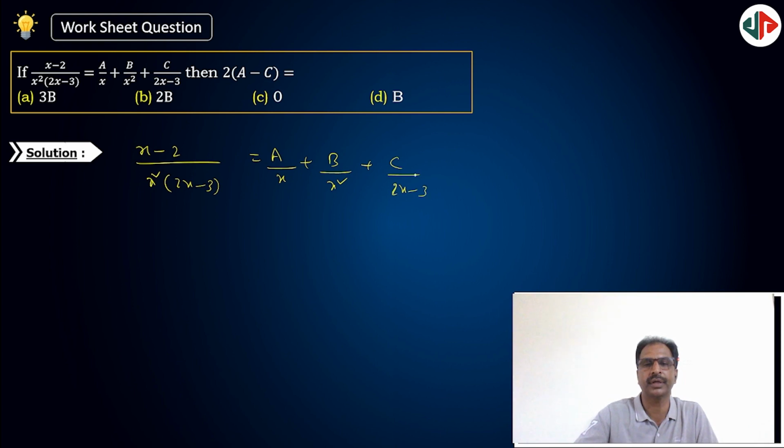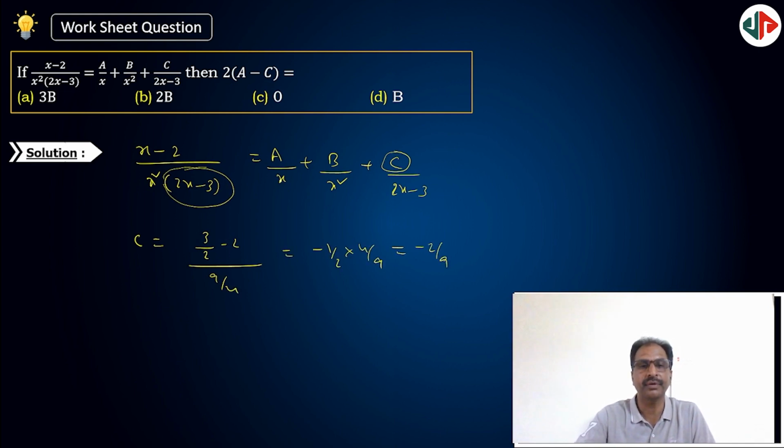As I said, for a non-repeated linear factor, the constant can be calculated easily like this. For finding C, equate 2x minus 3 to 0, you'll get x is equal to 3 by 2. Put x is equal to 3 by 2 except in this factor. So 3 by 2 minus 2 by (3 by 2) whole square. So this is minus 2 by 9.